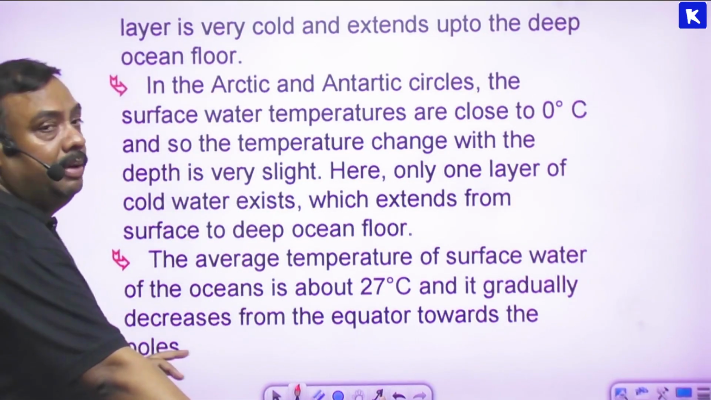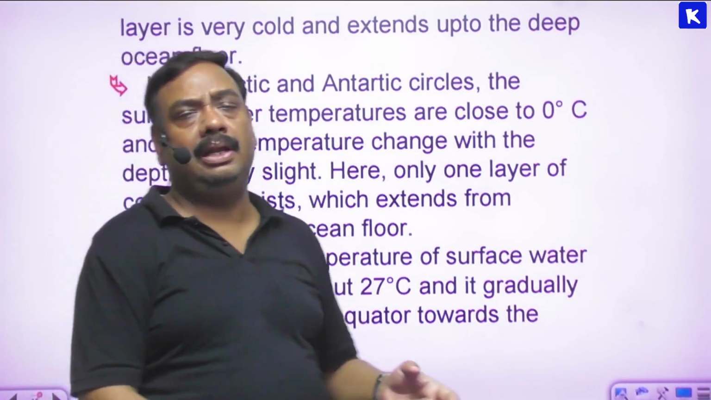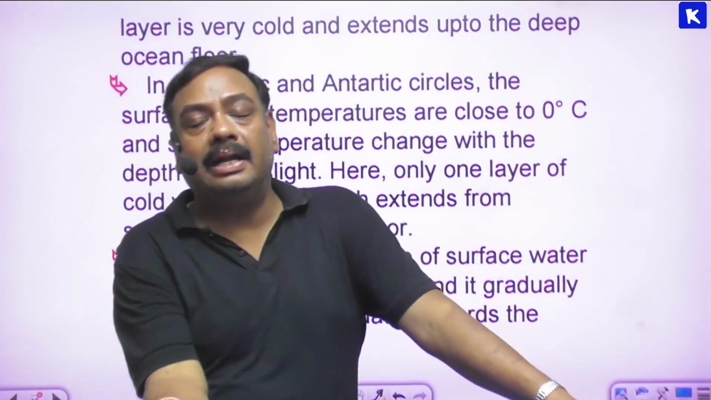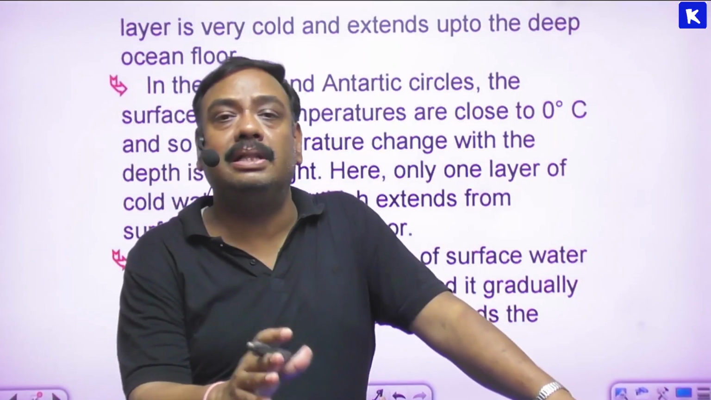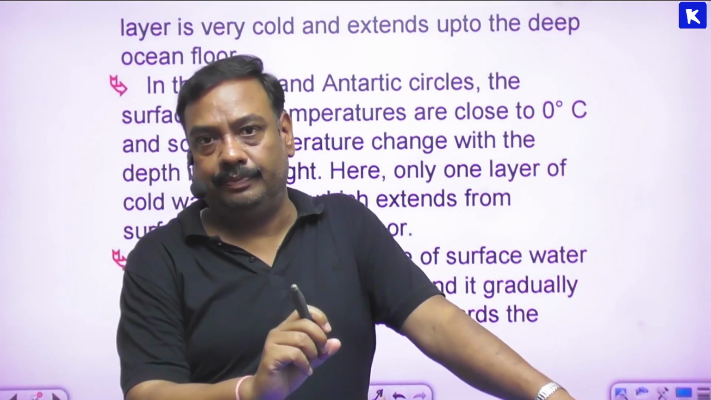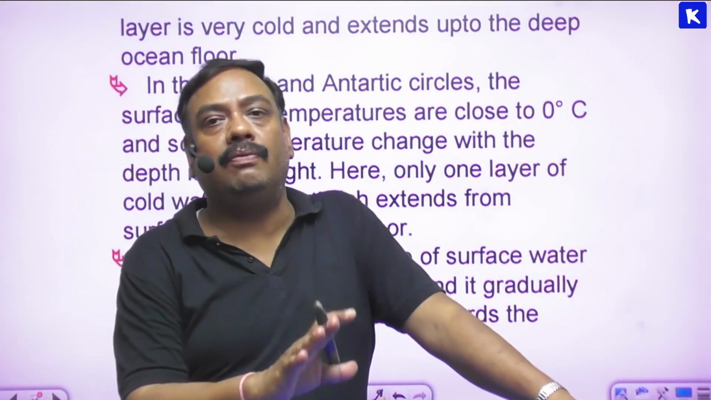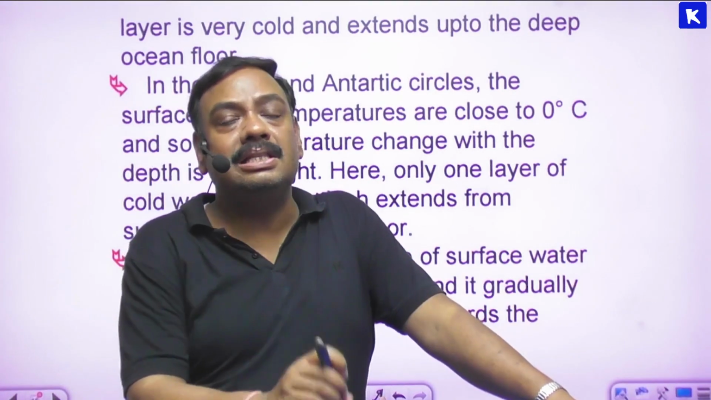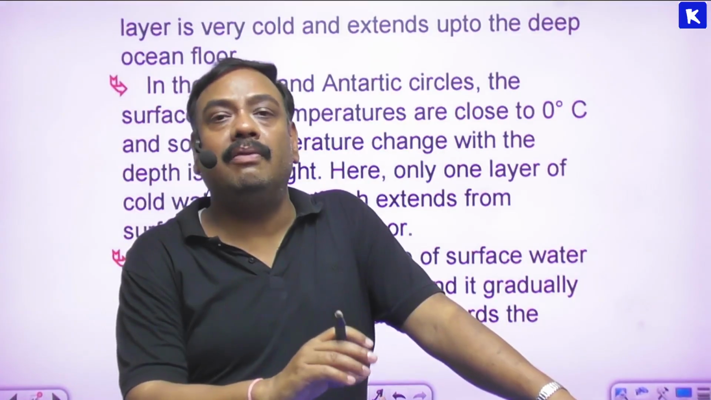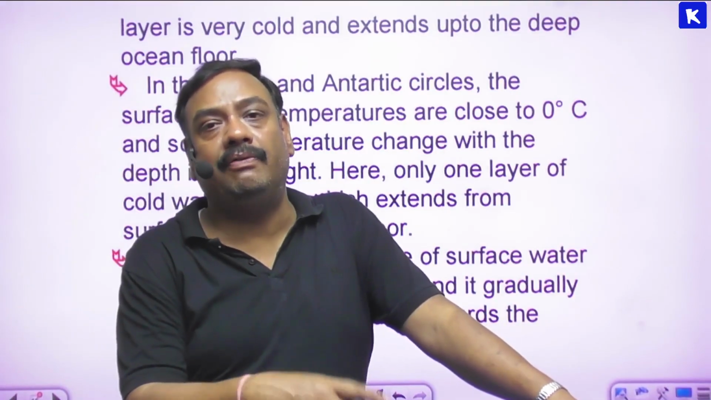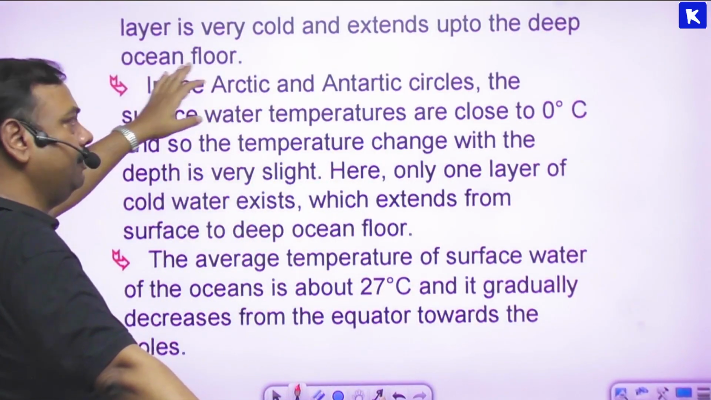Here what you have to remember is that the third layer does not have much heat energy, as you have seen that the temperature of water is around 4 degrees Celsius or 3 degrees Celsius or 2 degrees Celsius. Obviously the water would be colder. And so the third layer is called the cold layer of the ocean water, where there is very insignificant change in temperature, or you can say it is the layer in the ocean water which has almost uniform temperature, and it is the cold layer. It extends up to the deep ocean floor.